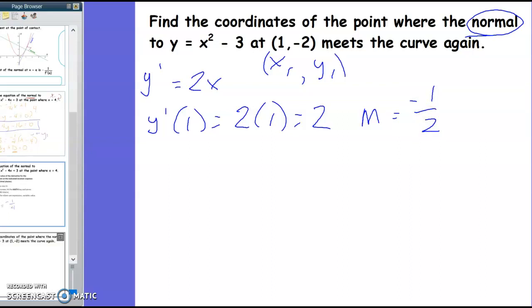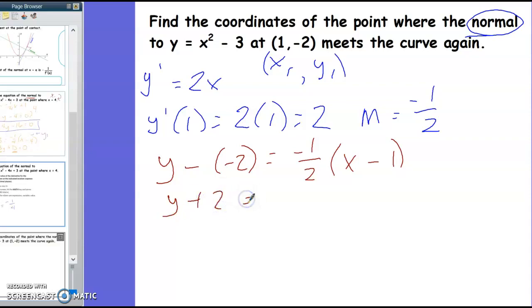So if I substitute into my formula, I've got y minus y sub 1, which this time they gave me, equals m, which I just figured out to be negative 1/2, times x minus x sub 1. Okay, minus a negative right here becomes plus a positive, y plus 2. I'm going to distribute the negative 1/2, negative 1/2 x, negative times negative is a positive 1/2.